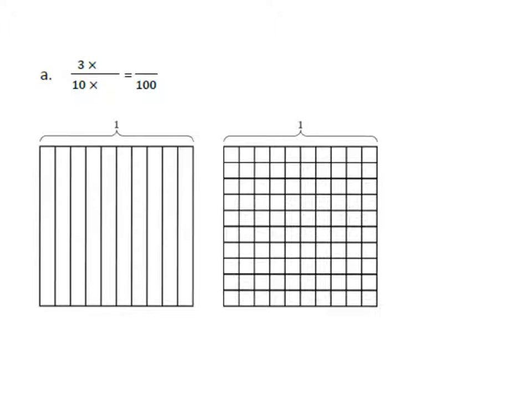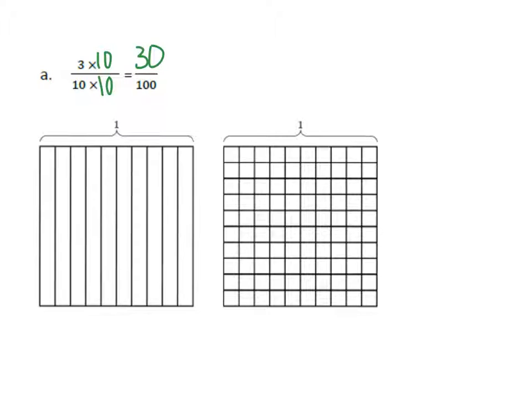What do we have to multiply the tenths by to get hundredths? I bet I can read your mind. Let's see. I bet you were thinking we need to multiply by 10. Now, whatever we did to the bottom, we need to do to the top. So multiply 3 times 10, and we get 30.